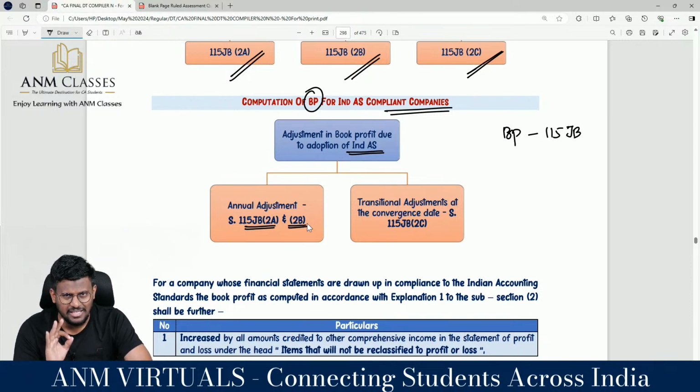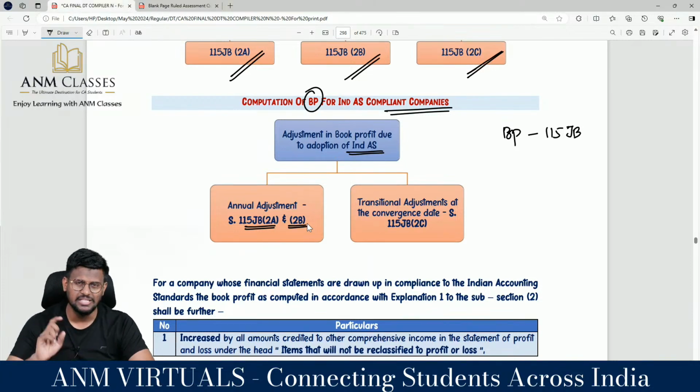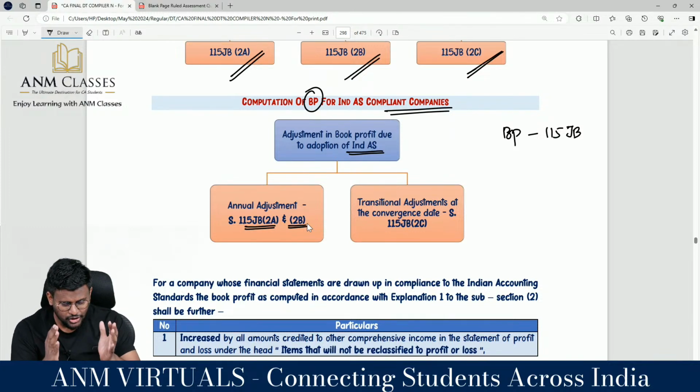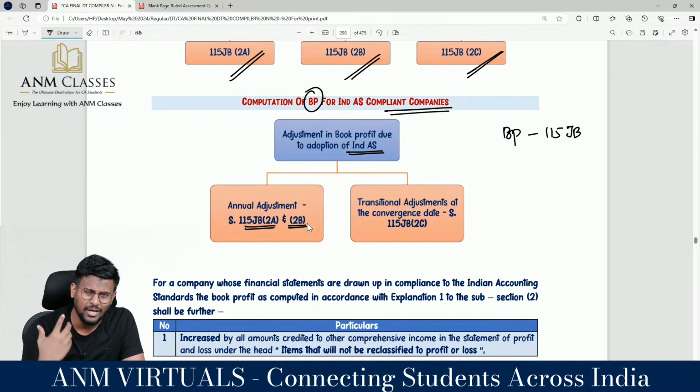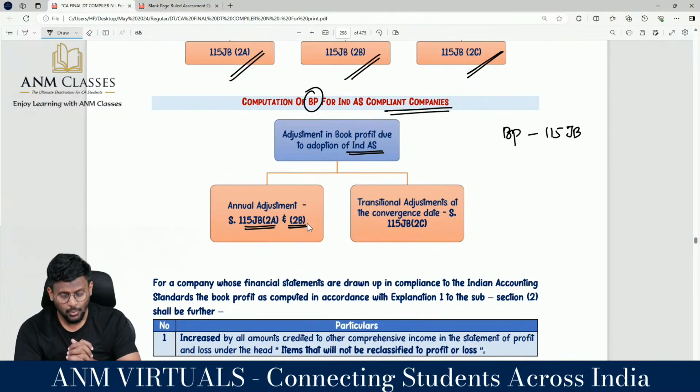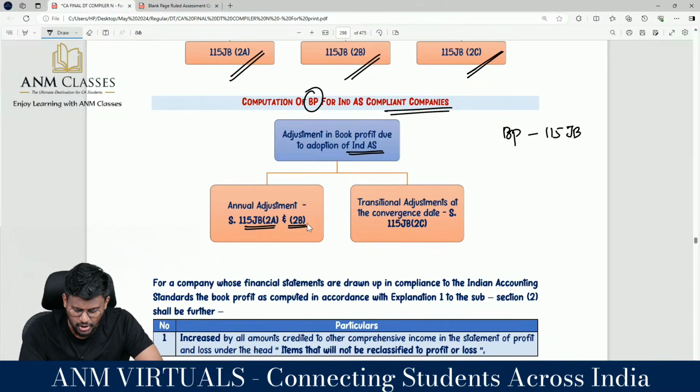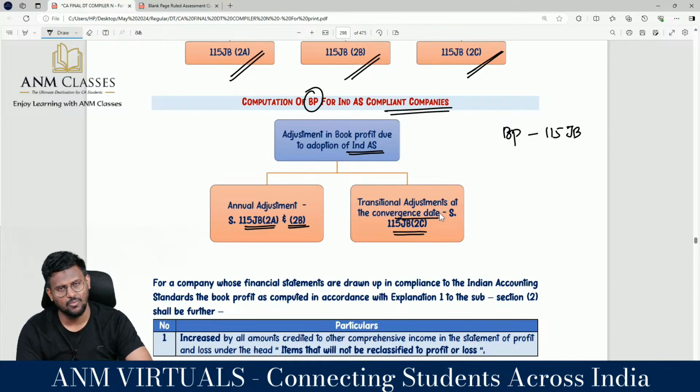Ind AS companies: three sections are ruling. 115JB subsection 2A, 115JB subsection 2B and 115JB subsection 2C. 115JB subsection 2A and 2B are talking about annual adjustment, the adjustment to be made year after year. Whereas 115JB subsection 2C is a transitional adjustment on the convergence date.